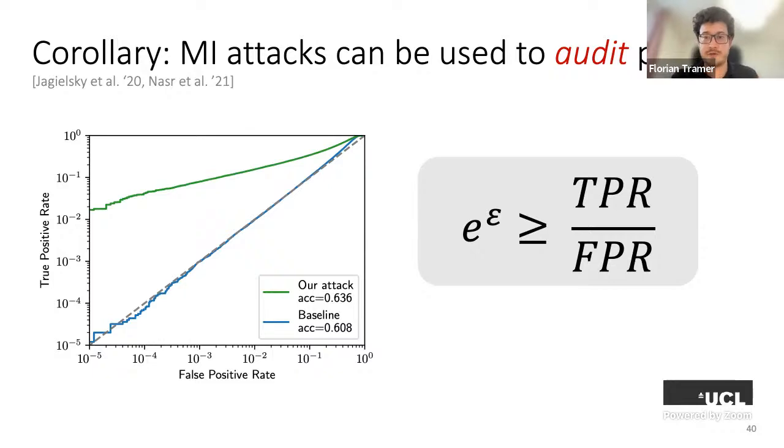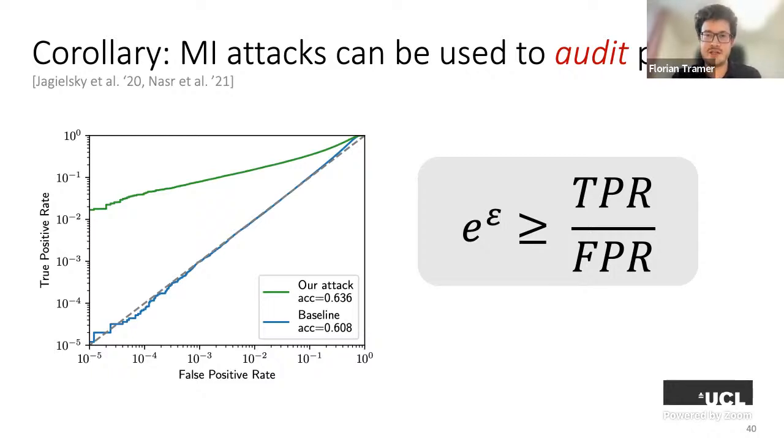This has been observed in some work from my co-authors over the past few years: if you have a membership inference attack that achieves a certain true positive rate to false positive rate ratio, then it's not possible that your algorithm is differentially private, or at least it sets a very clear lower bound on how much differential privacy you actually have. So let's see an example of how you can use this for auditing.